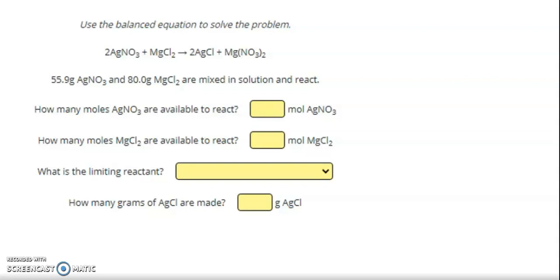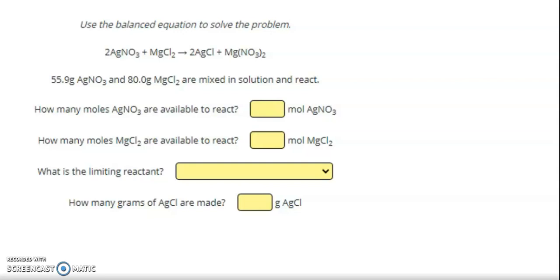So we're eventually going to figure out how much of the product, which is AgCl, we're going to make in grams. Well, we have two different amounts of reactants, AgNO3 and MgCl2, and we're going to need to figure out which one gets all the way used up. That's called the limiting reactant, and that's what we'll use to determine how much stuff is going to be made.